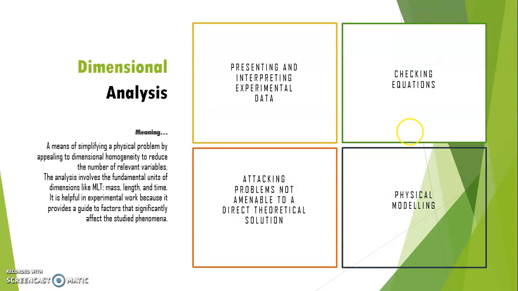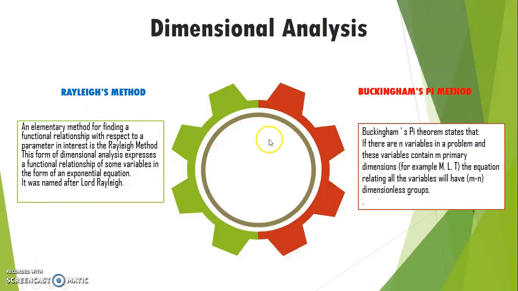So this we can see here, the box is presenting and interpreting experimental data, conjecturing the equation, and tackling problems not amenable to a direct theoretical solution, and physical modeling. So, dimensional analysis, as we talked about, has two methods, which are the Rayleigh method and the Buckingham pi method.